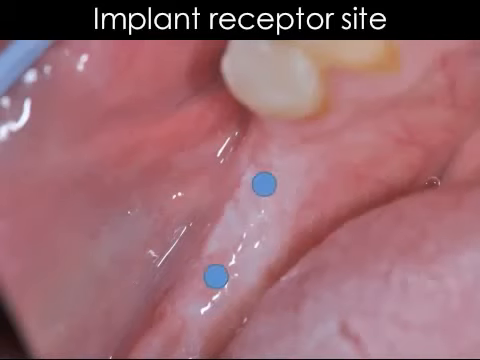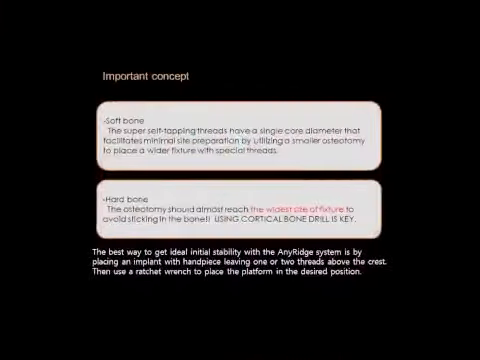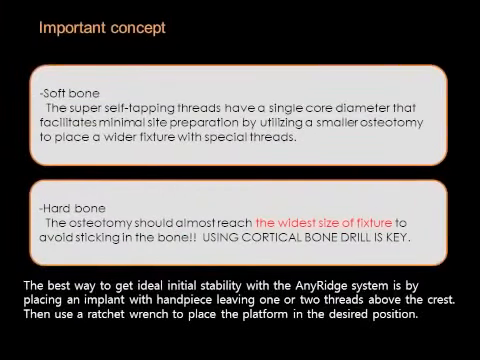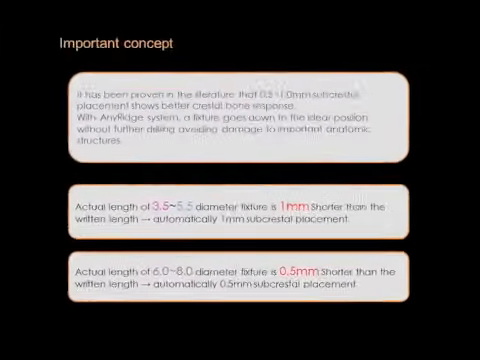You can note the two spots where we're going to be placing our two implants. And again, we're going to walk you through the whole process here as the video goes on. Important concept: you have your soft bone protocol and your hard bone protocol. Your hard bone protocol, or dense bone protocol, if you will, really deals with utilizing your cortical bone drills. And we'll get into that a little bit further as the video goes on and we actually do the case.